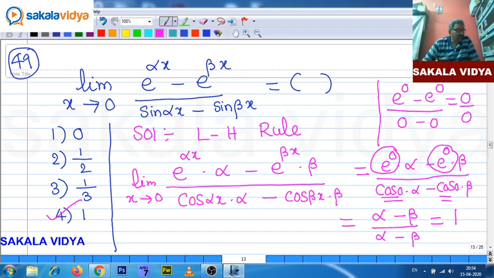Sivaprasad, the derivative of e^(αx) is e^(αx) into α, minus the derivative of e^(βx), which is e^(βx) into β. The derivative of sin αx is cos αx into α, minus the derivative of sin βx, which is cos βx into β. Then I just substituted the limit, that is all. I think you might have followed. Okay.